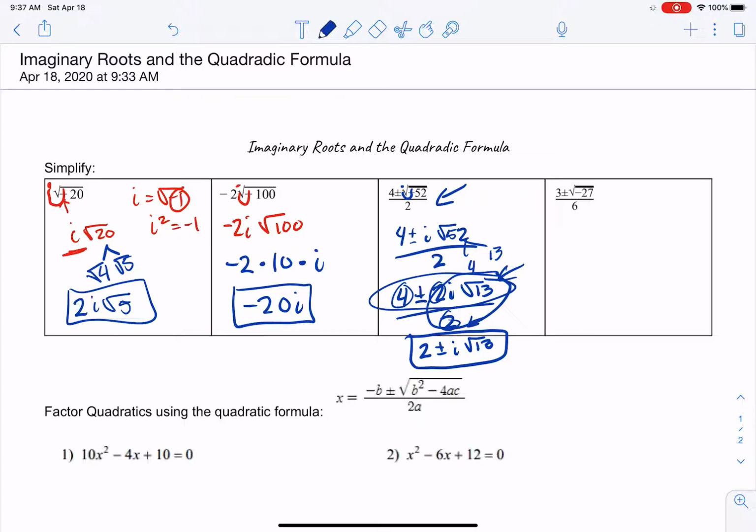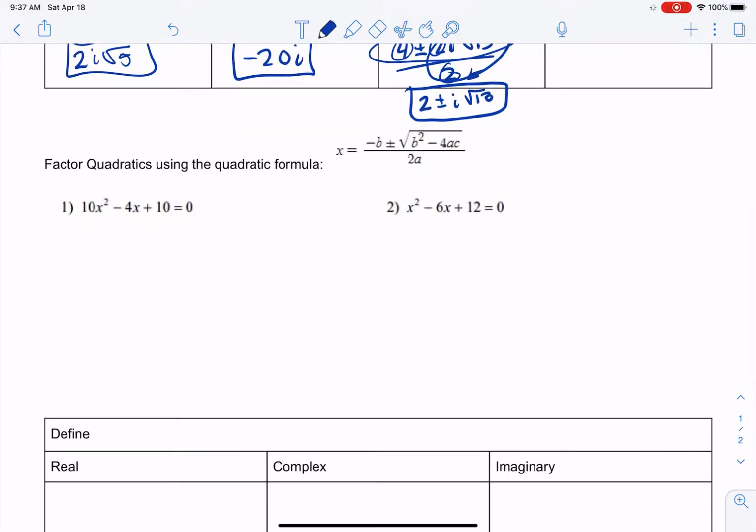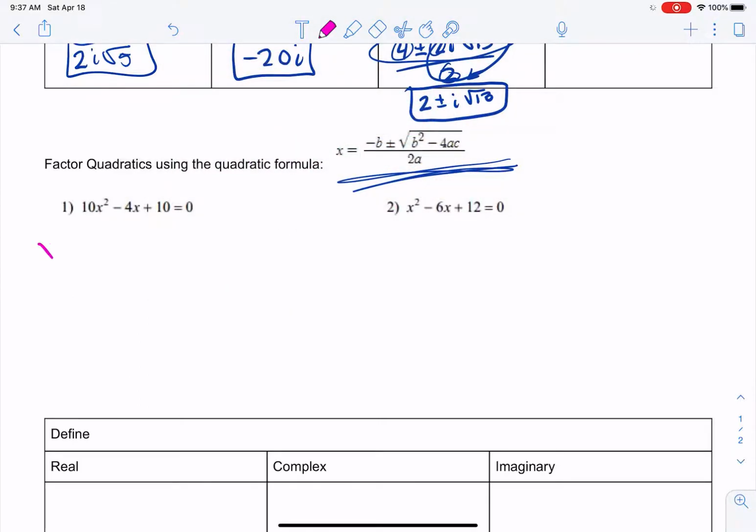I will post an answer key to this. Okay, for factoring quadratics with the quadratic equation. Hopefully you remember this formula here, but we will go through it anyway. So remember, we get x equals -b. Negative b is the negative of that second term, the term with just an x. So this is going to be x equals +4. Negative 4 makes +4. x equals -b plus or minus the square root of b squared.